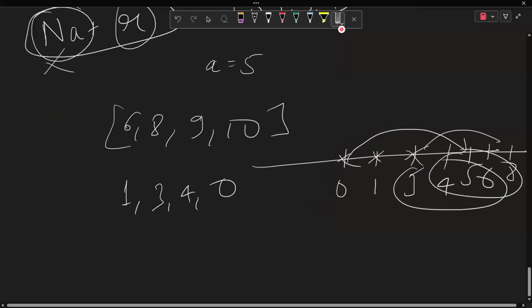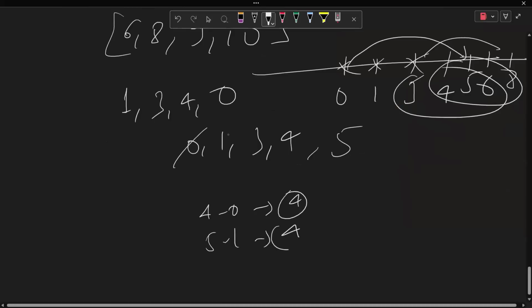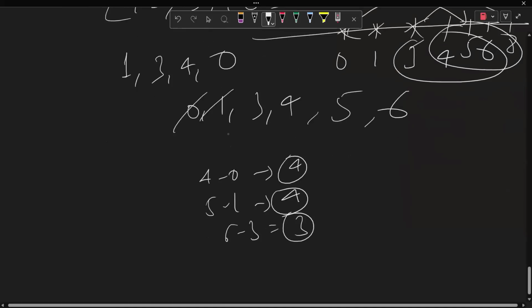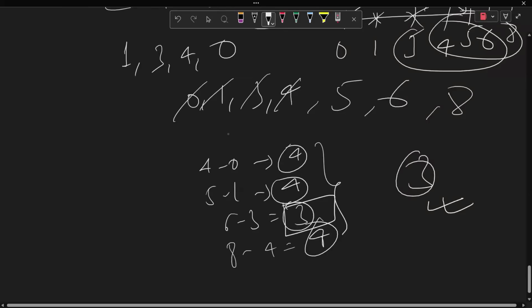What you can do is just take mod 5. You got 0, 1, 3, 4. Either 4 minus 0 is your answer, or increment the 0 and make it 5, so now 5 minus 1 is your answer, or make it 6, so 6 minus 3 is your answer, or make it 8, so 8 minus 4 is your answer. These are the only cases. Among them, the minimum value is 3, so 3 would be your final answer for this test case.